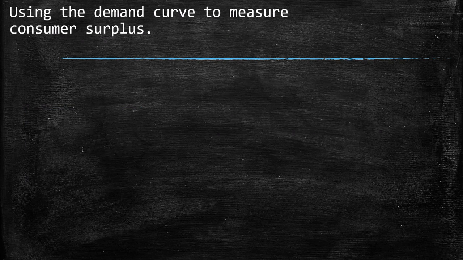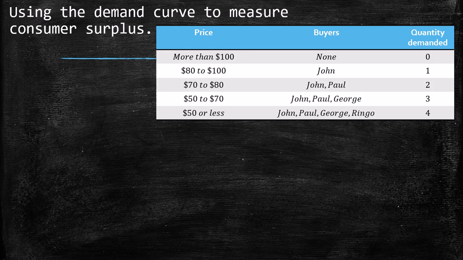Using the demand curve to measure consumer surplus. Here we have summarized the information in the previous table. Imagine that the price is higher than 100. It means that none of the buyers will buy this good because it's higher than their willingness to pay. So the quantity demanded at this time is just 0.